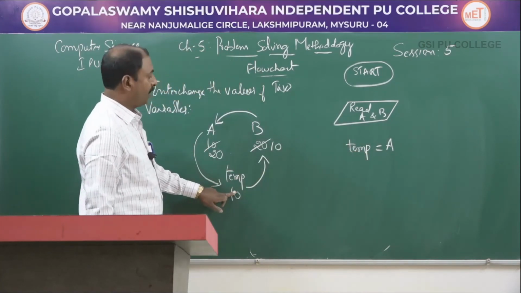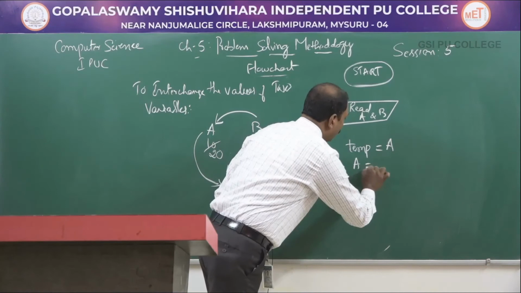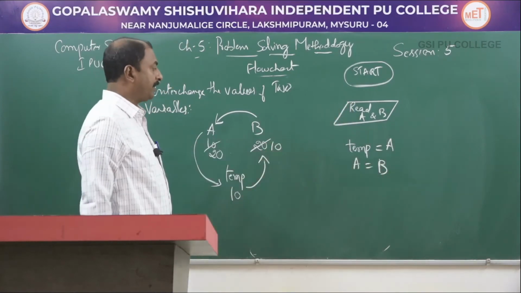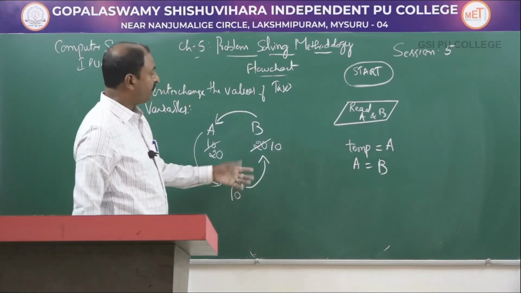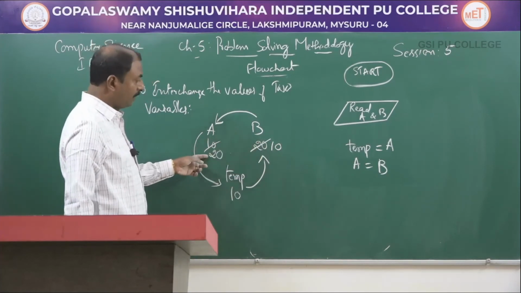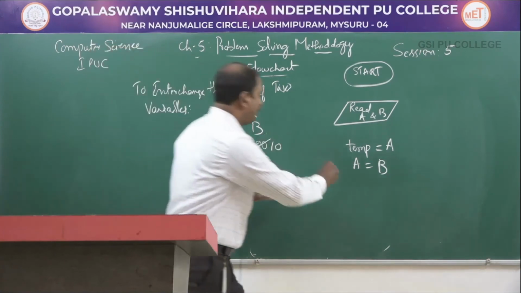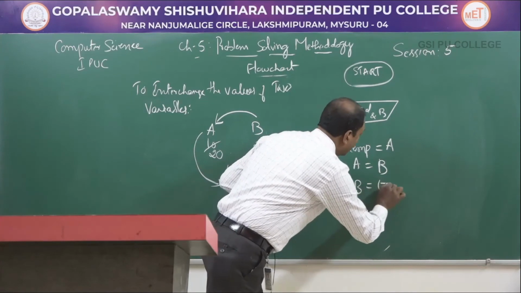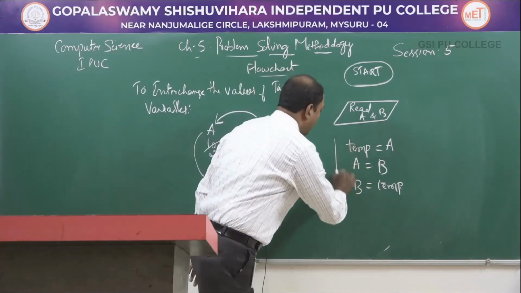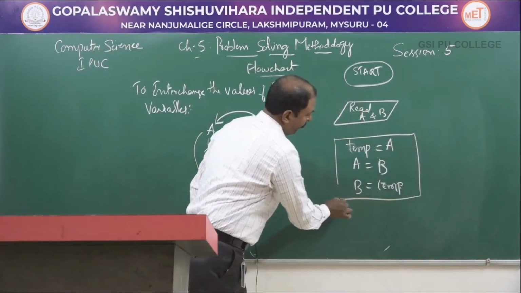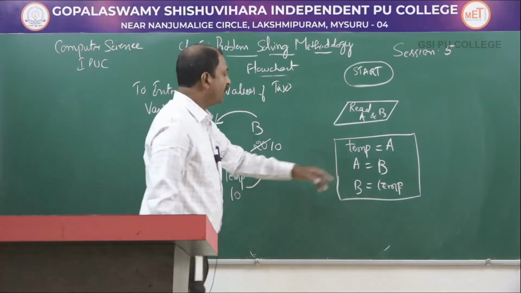This is the statement. Next, we want to push value of B into A. We write A equals B. The meaning is that value of B will be value of A, or in other words, we are pushing the value of B into variable A. After this, we have to push these values to a variable B. Next, we say B equals temp, means the value stored in the variable temp. So these are the three steps to interchange the values of two variables. This is processing, it should be within a rectangle.